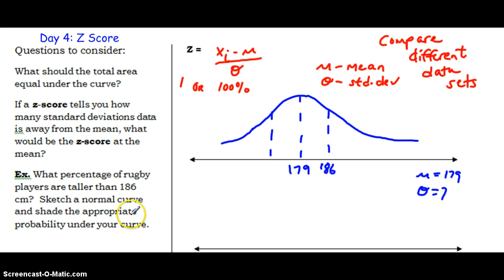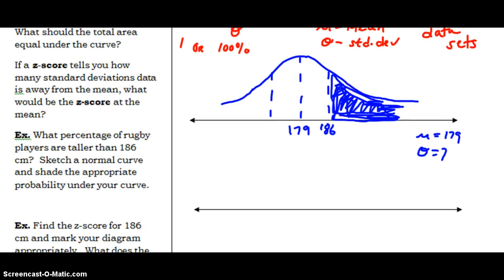Okay, so this question they're asking what percentage of the rugby players are taller than 186? And they just said to shade it. So everyone taller would be in this section above 186. Okay, so that's shading the probability on your curve.